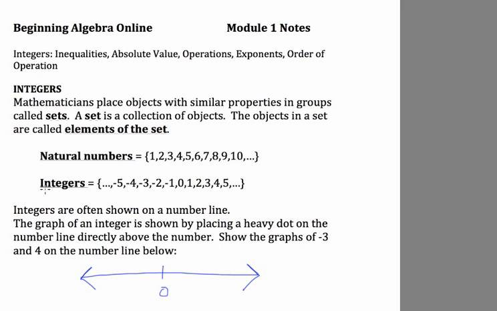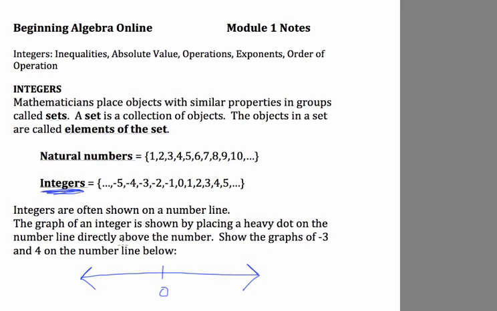The integers are a set of numbers that we use all the time in algebra. The integers consist of 0, the positive whole numbers, and the negative whole numbers. A lot of times when we talk about integers or integer operations, we're referring to also including negatives.